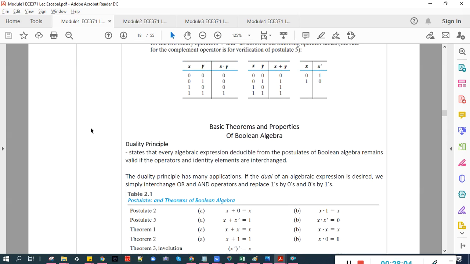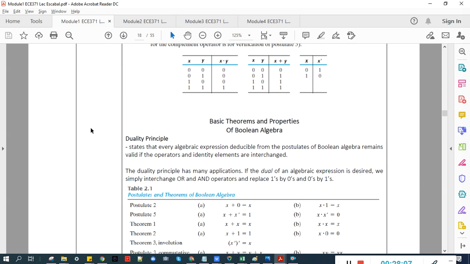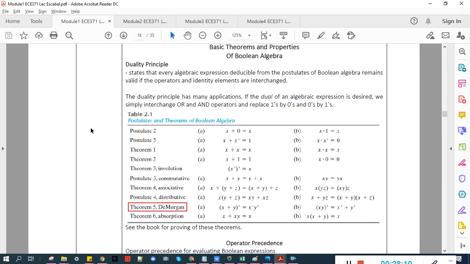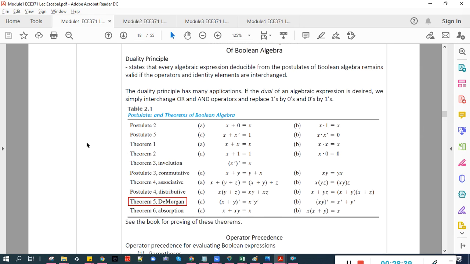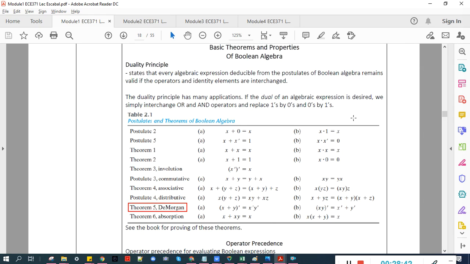Let's go to the basic theorems and properties of Boolean algebra. Duality Principle. It states that every algebraic expression deducible from the postulates of Boolean algebra remains valid if the operators and identity elements are interchanged. That is called the Duality Principle. There's an equivalent operation for plus and dot, or and and. So you can familiarize with this one. These are always true.